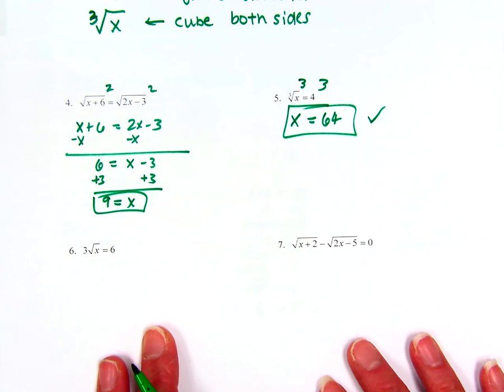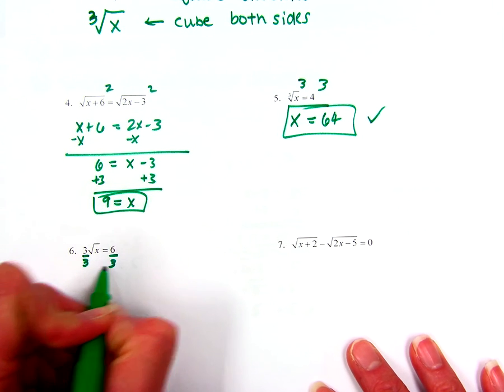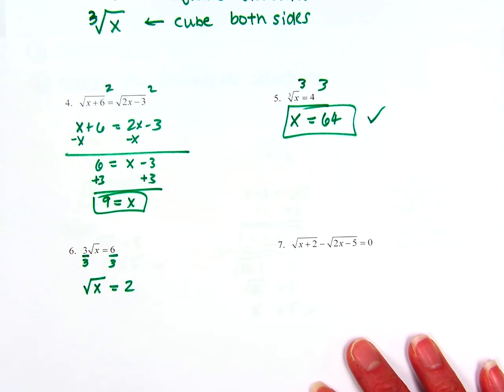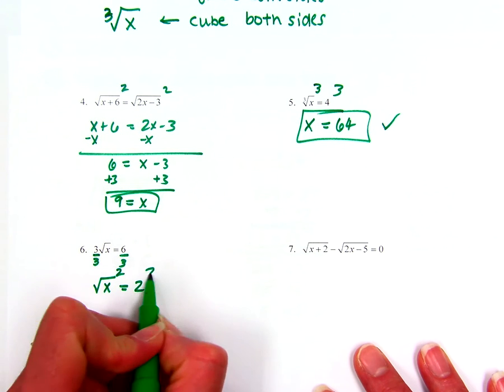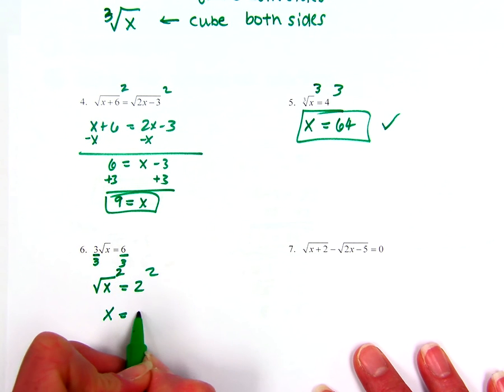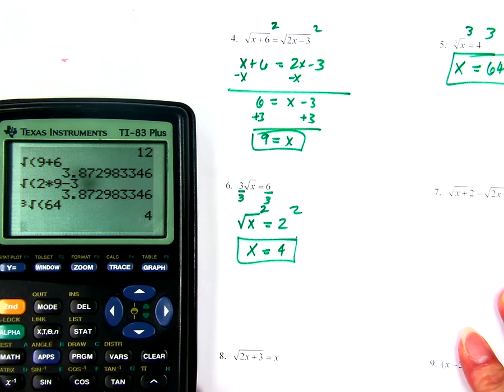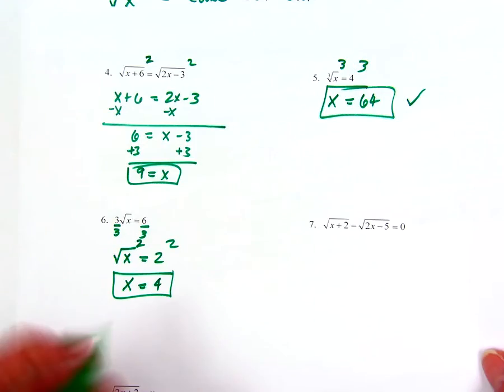All right, number 6. Our radical is not isolated, so I'm going to divide by 3. And that gives me square root of x equals 2. Now that it's isolated, I can undo the radical by squaring both sides. So that gives me 2 squared, which is 4. All right, so let's double check that that really works. 3 times square root of 4, the answer should be 6. Hey, 6, that's good, right?